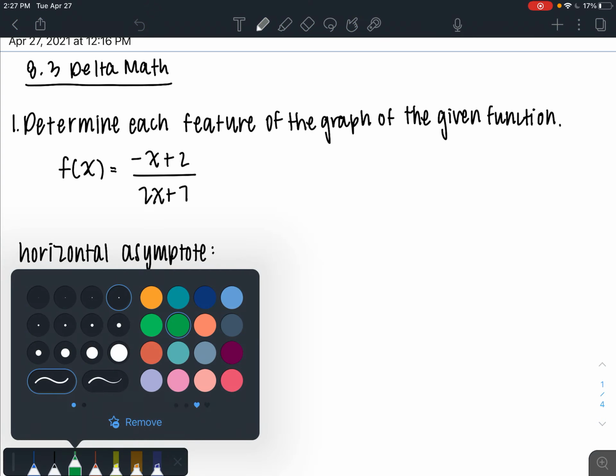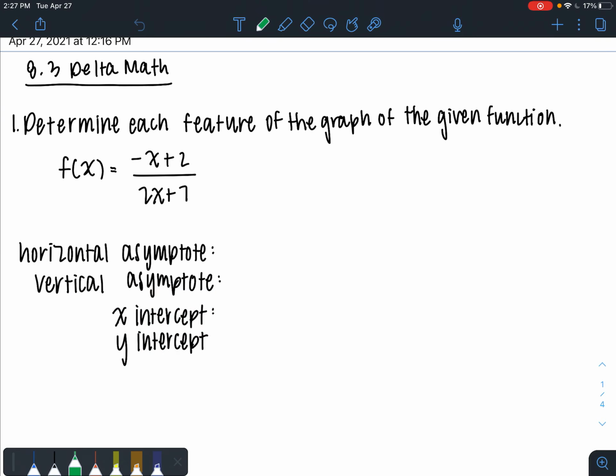It was assigned to you earlier this week. So we're going to determine each feature of the graph of the given function here. This is exactly like your Delta Math. We're just going over how to do the problems.